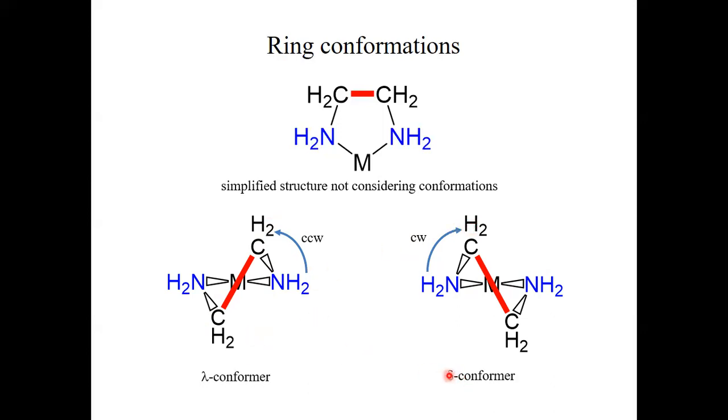So to indicate that this is a conformer and not an isomer, we use here lowercase letters lambda and delta, whereas previously we used capital letters. Okay, so this is all that I wanted to say about isomerism. We can now stop the recording.